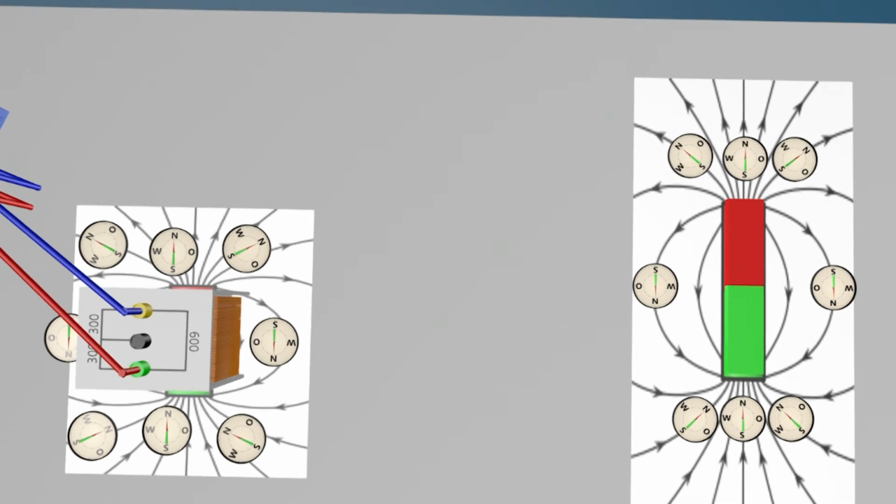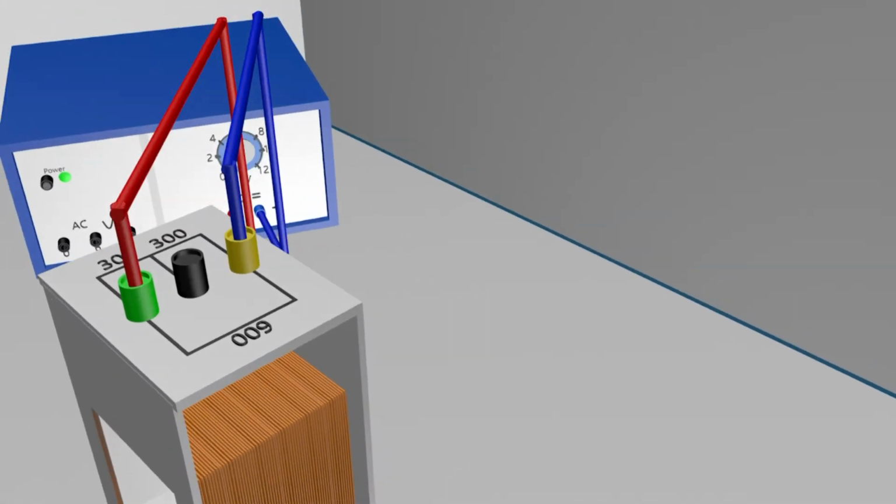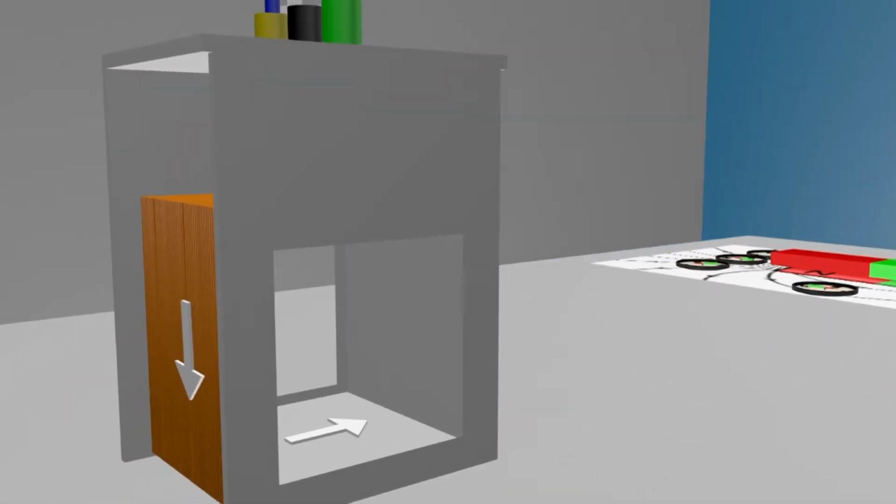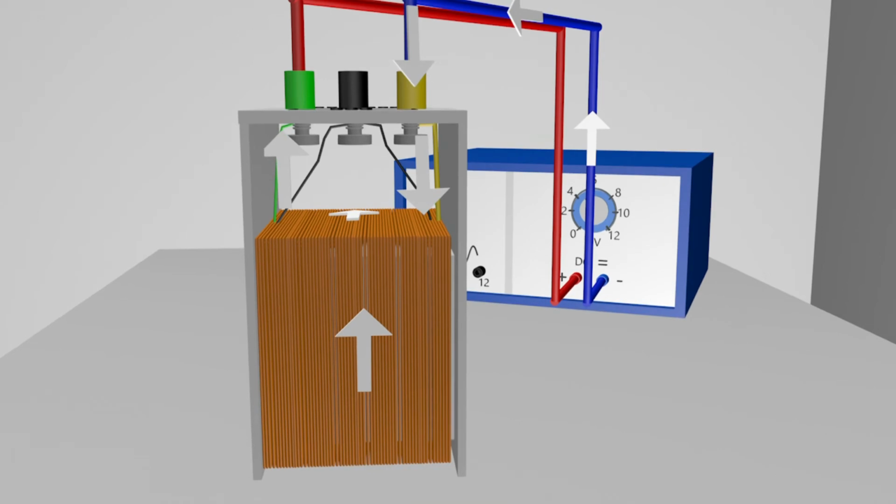Let's take a look at the flow direction of the electrons through the coil. The electrons flow from the negative pole of the power supply unit into the upper side of the coil. Then they flow in a circle 600 times until they flow over the red cable to the positive pole of the power supply unit.